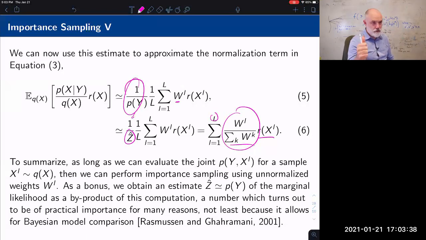If we can evaluate the joint, which we usually can, and we will be able to in the Prog context, because we're going to be doing likelihood full inference rather than likelihood free inference, then we can perform importance sampling using unnormalized weights. And as a bonus, we get an estimate of the marginal probability as a byproduct of the computation, which is useful for a number of reasons, not least of which it allows us to do Bayesian model selection like we were talking about before.